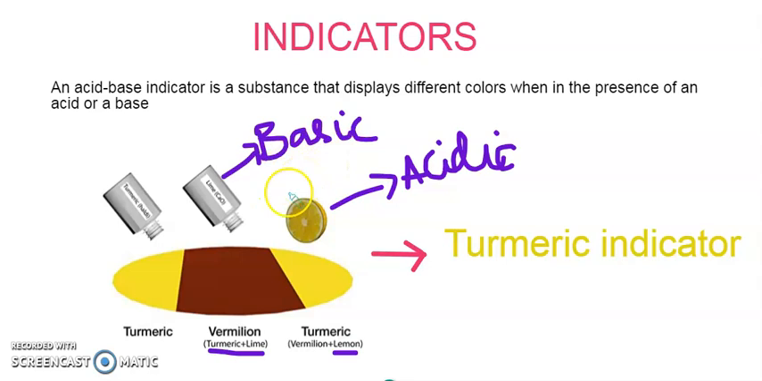So what is turmeric? It's an indicator. What is an indicator? It shows you, by changing its color, if an acid or a base is present. So for basic substances, we got one example indicator, that is the turmeric indicator.